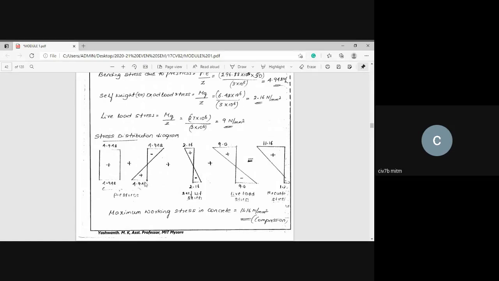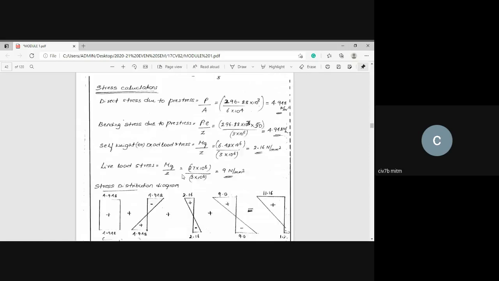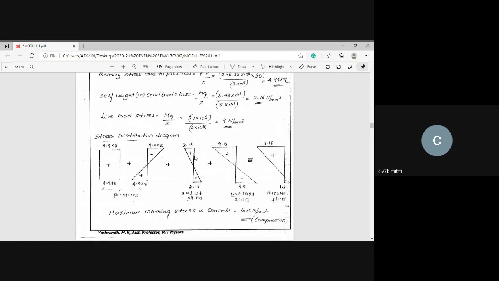This answer will differ based upon the section. If it is an unsymmetrical section, this answer will differ. Now, it is a rectangular symmetrical section, so both at the top and the bottom it is the same. Why? Because the neutral axis distance is the same. Fine. Next, let me move to the next.